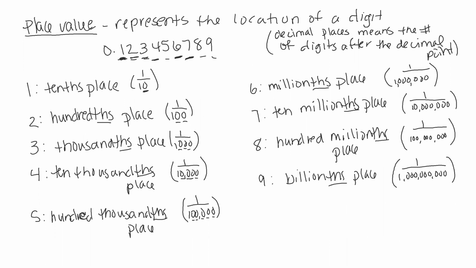All right, next up, what we need to do is learn how to say decimals in words. Okay, so let's say I had the decimal 0.84. Now if I say 0.84, we know what I'm talking about, but that's not the proper way to say this decimal. So here's the proper way to say it.